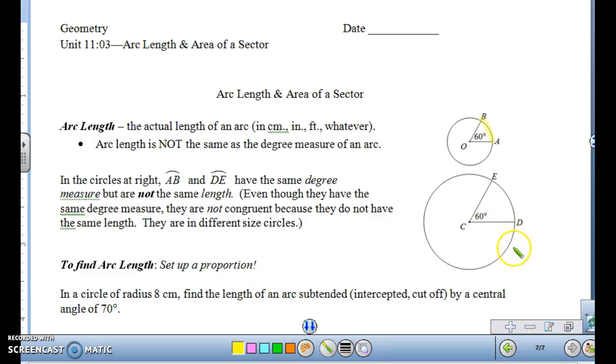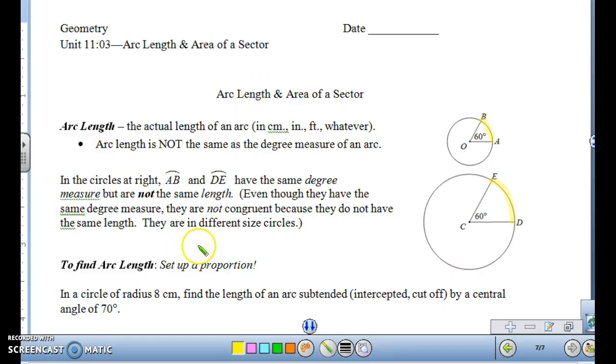Just because you have the same angle here does not mean that the arc length is the same. Arcs AB and DE, these two arcs right here, have the same degree measure. They're both 60 degrees, but they are not the same length, because they're in different size circles. So this arc is larger than this arc, even though the angle measure is the same.